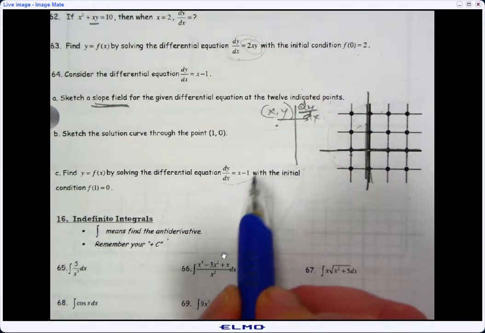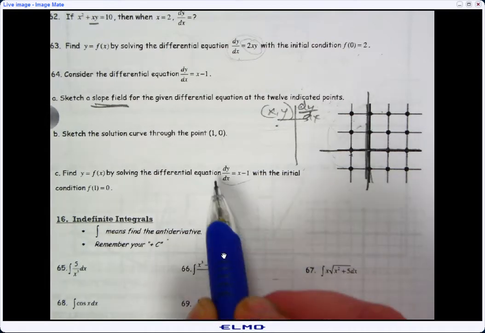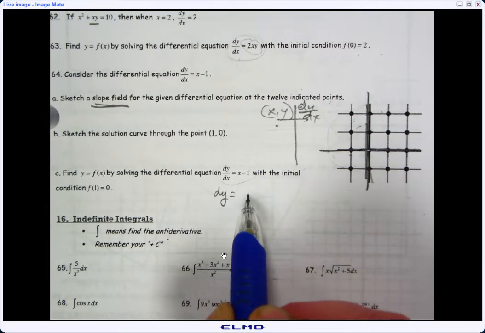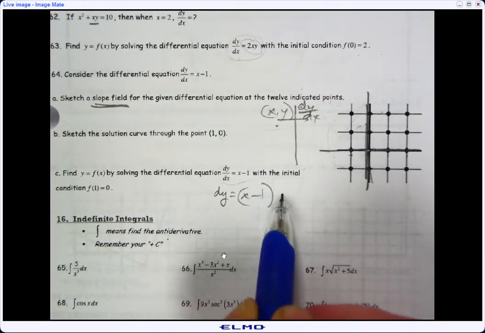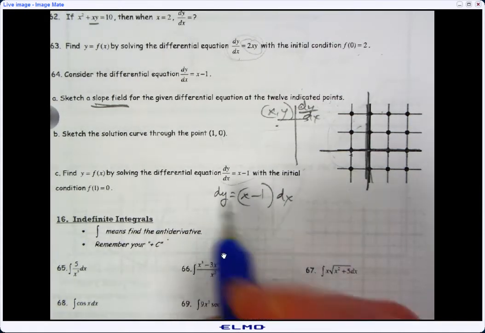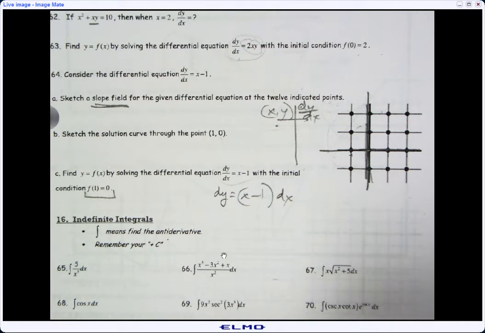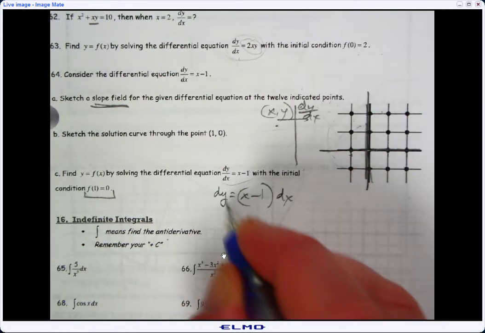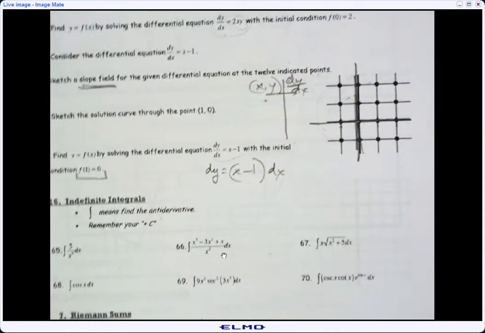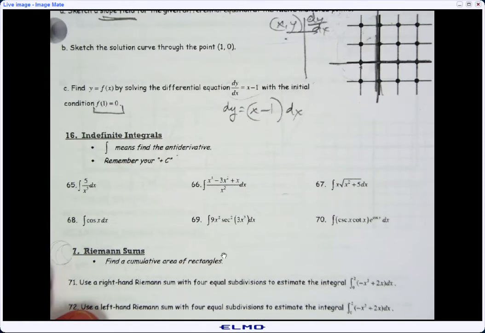This is dy dx, so it's the same as f prime, so a little more advanced topic, but x minus 1 dx, and then you integrate. And the c is how we're going to find the initial condition with c. This always goes with the x side. And you'll notice that takes us right into integration, indefinite integrals.